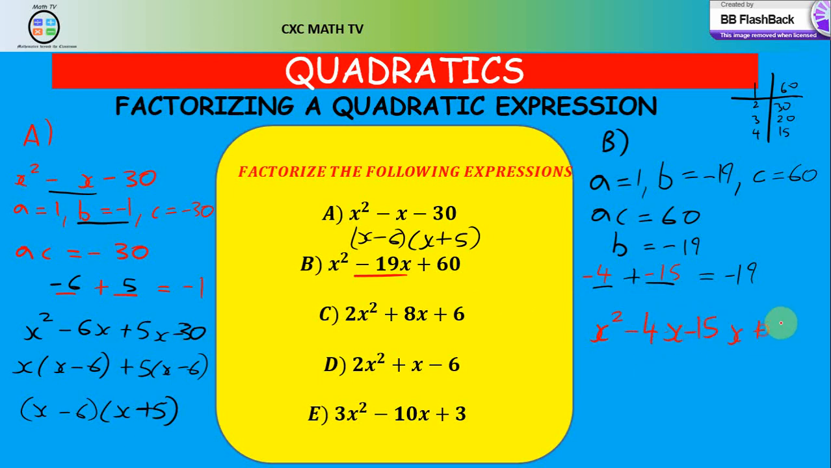Plus 60. From the first two terms, we take out x and we have x minus 4. From the next two terms, we take out negative 15 and we have x minus 4. This is just x minus 4 times x minus 15. That's your answer. So I want you to pause the video and do the rest for me now. Take 10 minutes, do C, D, and E.